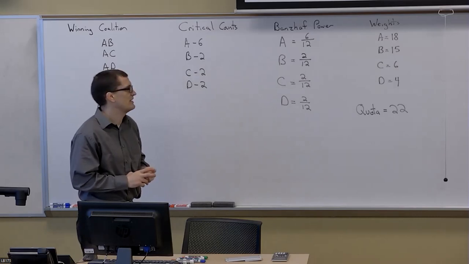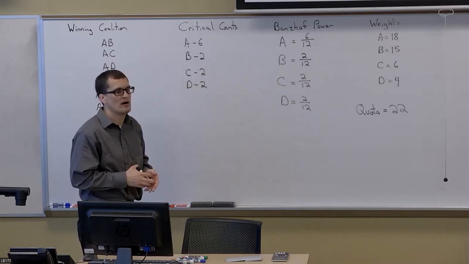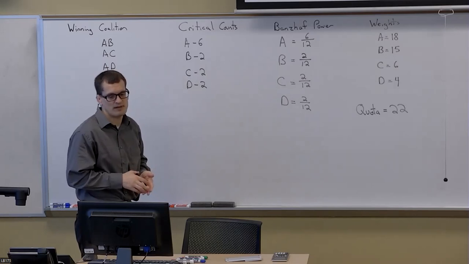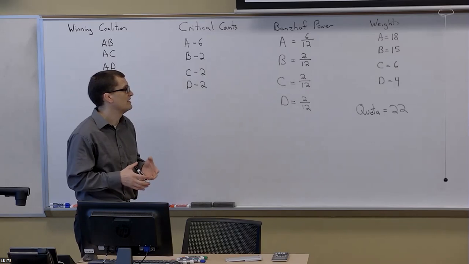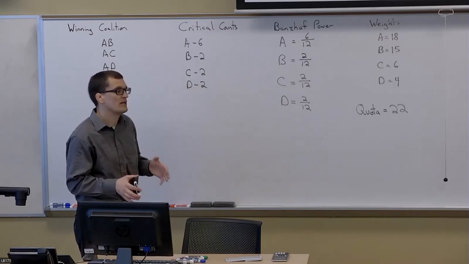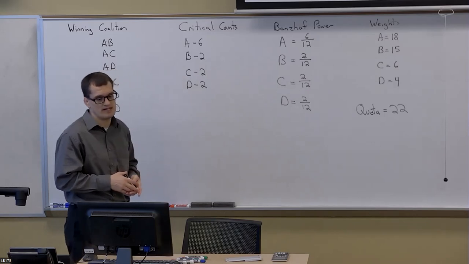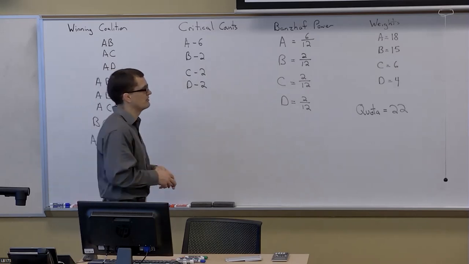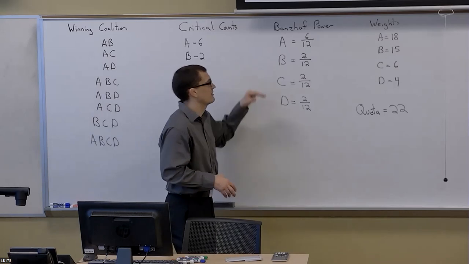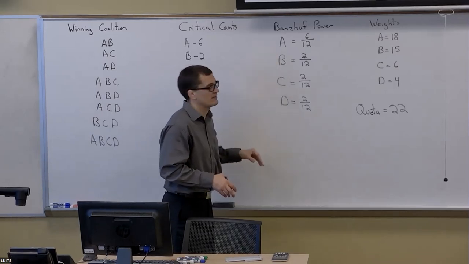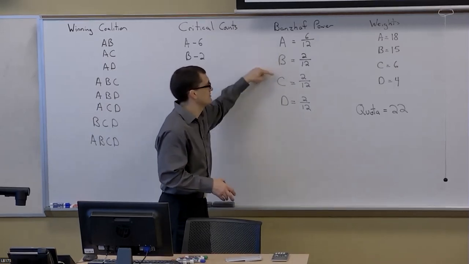So that's kind of an interesting example of Banzhaf power. You look at the weights and you would expect one thing, but when you actually calculate the power based on how many times each voter was critical, A has way more power than everybody else. In fact, A has as much power as the other 3 do combined.